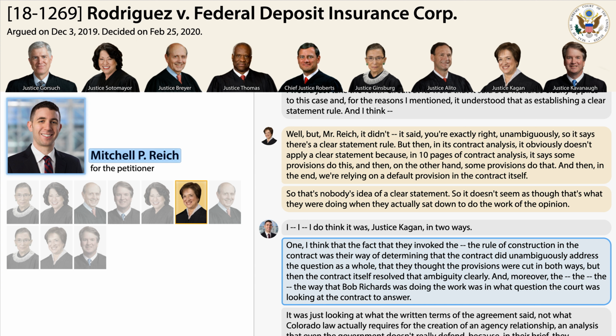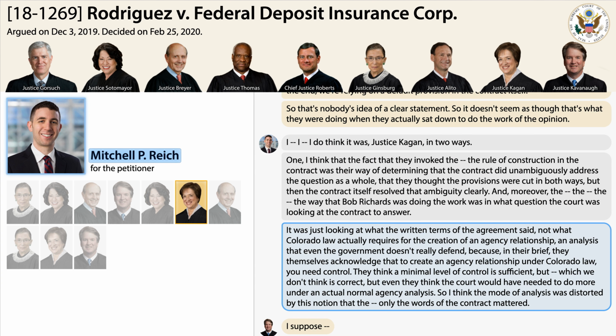And moreover, the way that Bob Richards was doing the work was in what question the Court was looking at the contract to answer. It was just looking at what the written terms of the agreement said, not what Colorado law actually requires for the creation of an agency relationship. An analysis that even the government doesn't really defend, because in their brief they themselves acknowledge that to create an agency relationship under Colorado law, you need control. They think a minimal level of control is sufficient, which we don't think is correct. But even they think the Court would have needed to do more under an actual normal agency analysis. So I think the mode of analysis was distorted by this notion that only the words of the contract mattered.